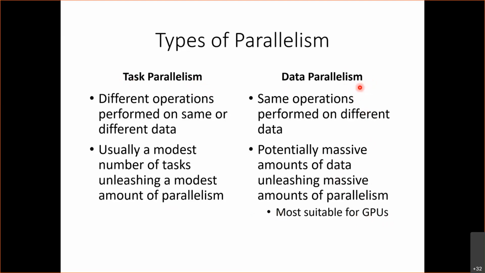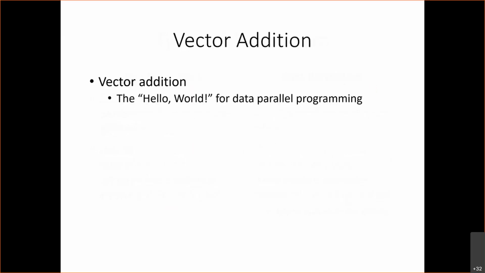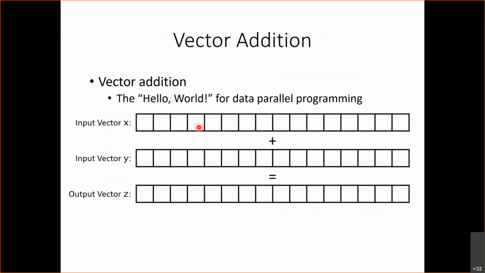Now, to show you an example of data parallelism and how we can capture that on a GPU, I'm going to start with a simple computation, which is vector addition. You can think of vector addition as the hello world of data parallel programming. Okay, what is vector addition? Well, vector addition is simply adding two vectors. So I have an input vector x and an input vector y, and I add these two vectors to get the output vector z.